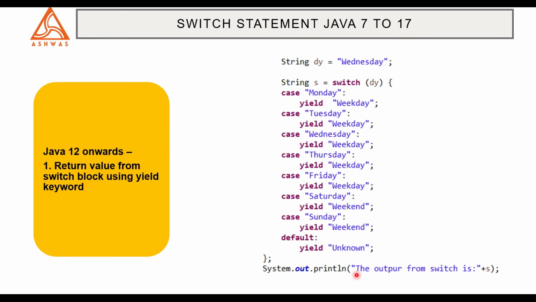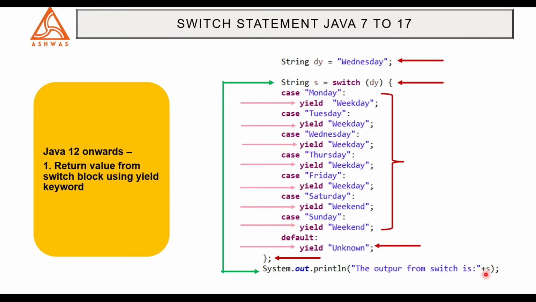I use the yield keyword. So I return weekday, and then if I don't find anything matching, I say, oh, you have sent me some unknown day of the week. And whatever is the return value, it gets captured in the yield. I end it with a semicolon, and that value gets stored into the S variable, the S reference string object, and it is printed here outside the switch block. So this is how we return a value using switch expression. This was the first change which was made official by Java 12, Java 13, Java 14.